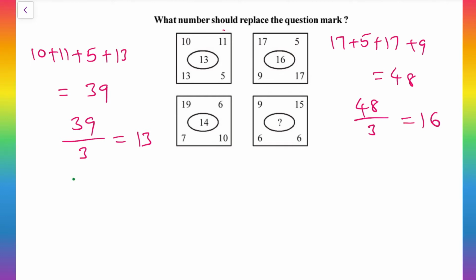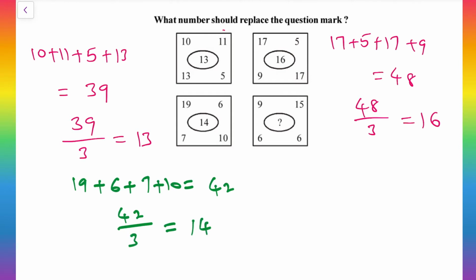Adding all the outer numbers, 19 plus 6 plus 7 plus 10. 19 plus 6 is 25, 32, 42 it is. So, this 42 number, if I divide by 3, 42 divided by 3 is nothing but 14. Yes, here we have 14 only. So, this logic is correct. Now, let us apply it for the last one then.